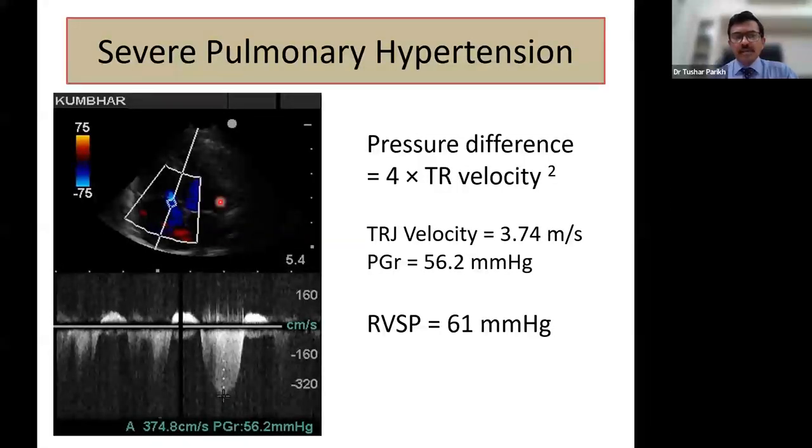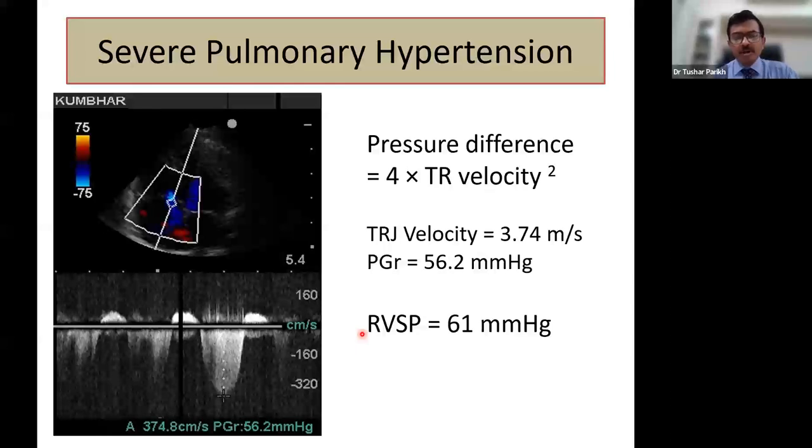So again, one more example here, I am showing the same. You do a continuous wave Doppler at the site of the tricuspid valve, try to get a good complete envelope, and measure the pressure velocity of the tricuspid jet, which is showing here as 374 centimeters per second. The pressure gradient the machine is giving you is 56, which you can manually calculate by 4 times velocity squared. So 4 multiplied by 3.74 multiplied by 3.74, because you take velocity in meters per second, and what you get is 56.2. So this is the gradient, and therefore the estimated right ventricular systolic pressure is 61 millimeters of mercury.